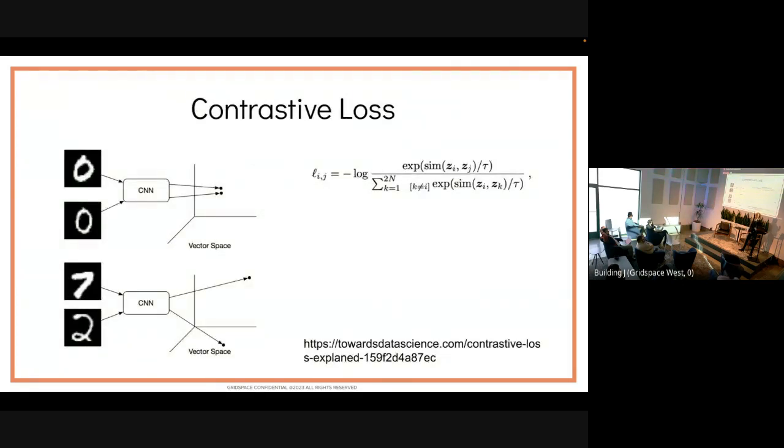So this is just an example of what we're trying to do with contrastive loss. We're trying to make sure that two examples of the same thing lie next to each other in vector space, and examples of opposite things lie as far away from each other as possible.